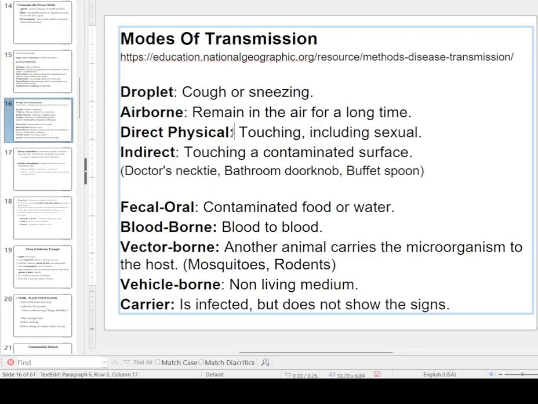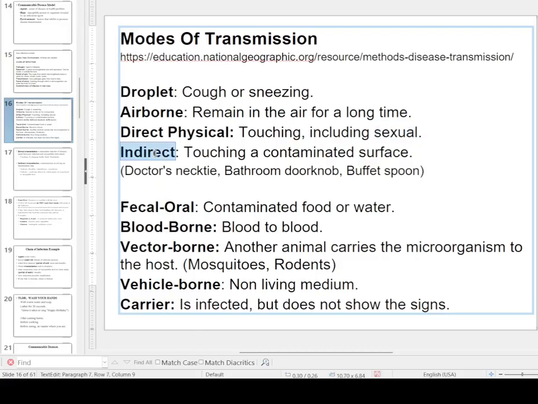Direct physical is, as it says, one person touches another. And usually that means that there is some kind of micro tear, not even a large wound. It could be a wound that's so tiny it can only be seen under a microscope, and that's how the microbe gets into the body. And so sexual transmission is exactly that.